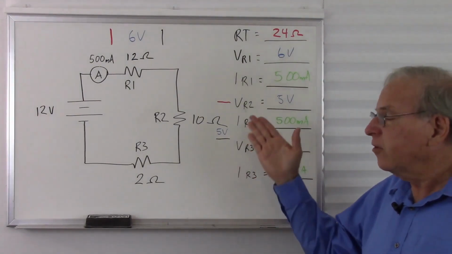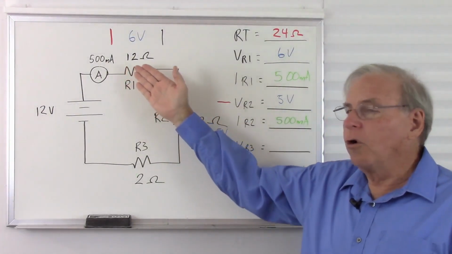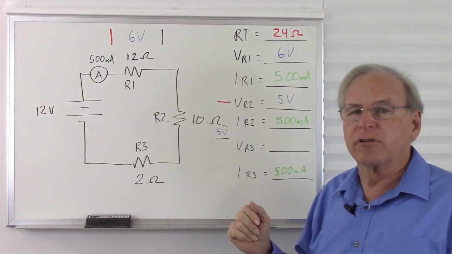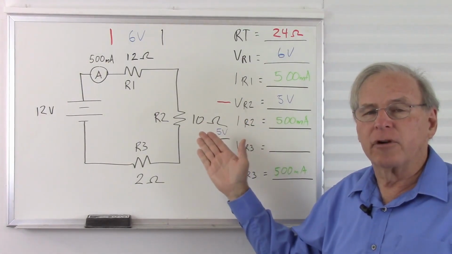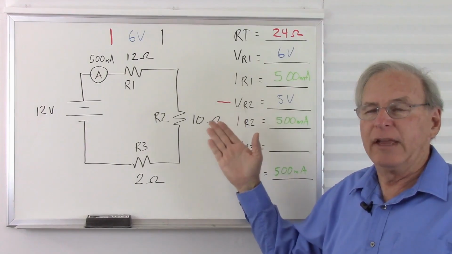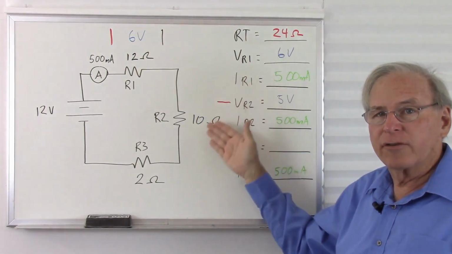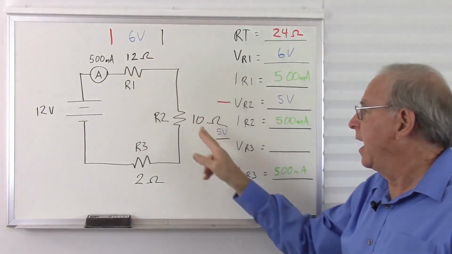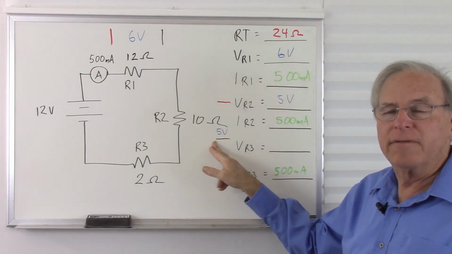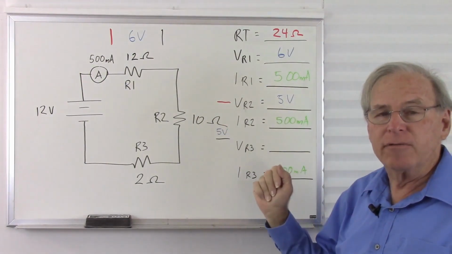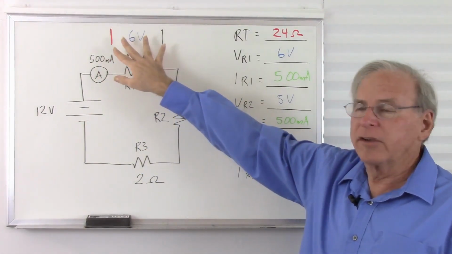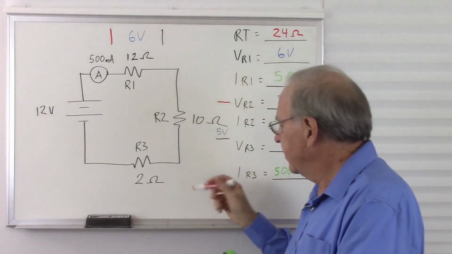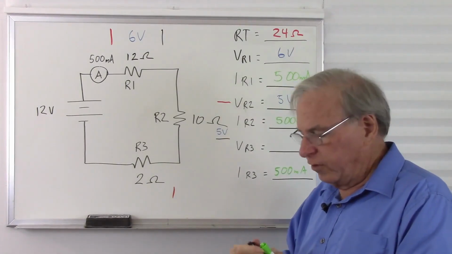Now, this is not an exercise in calculating Ohm's law. We used Ohm's law to calculate these two, but it's equally as important to get the concepts of how these voltages are distributed. So we know the voltage is distributed in the circuit according to Kirchhoff's voltage law, which states that the voltages across the resistors must add up to the battery voltage. So if we have 6 volts here and 5 volts here, that's a total of 11 volts. So how many volts are left? We have 12 volts, 6 plus 5 equals 11. There must be 1 volt left across the 2 ohm resistor.